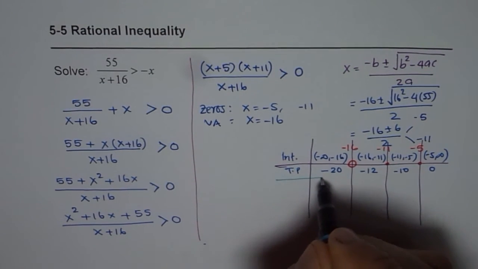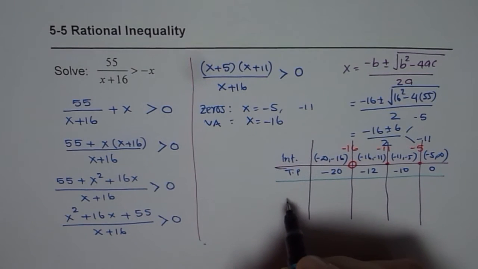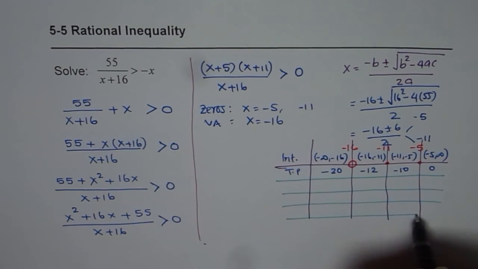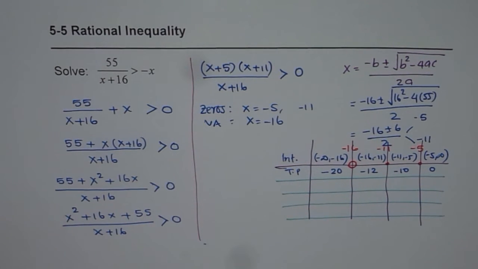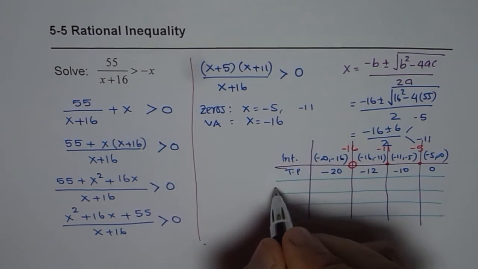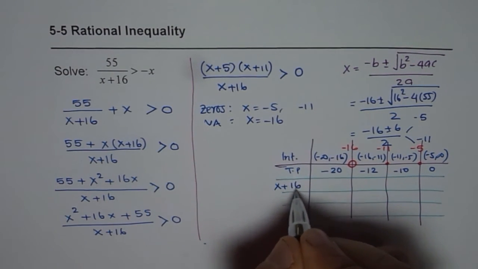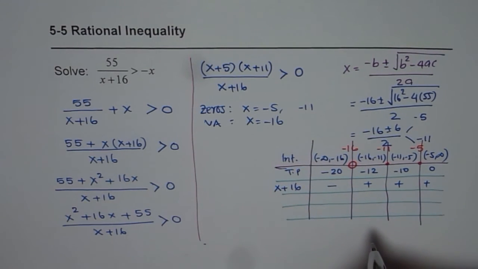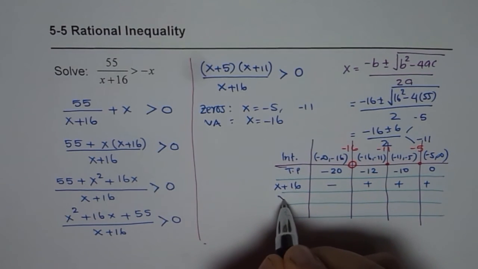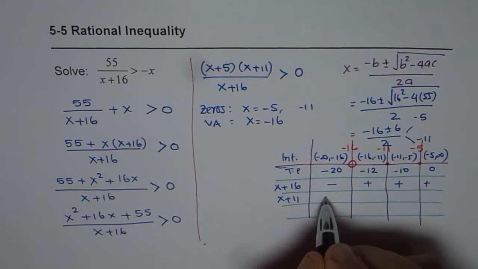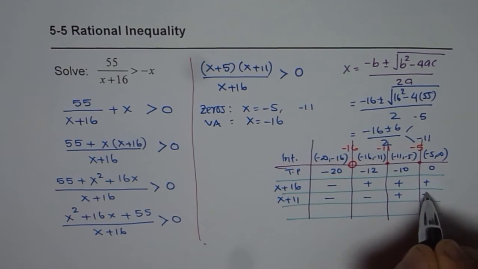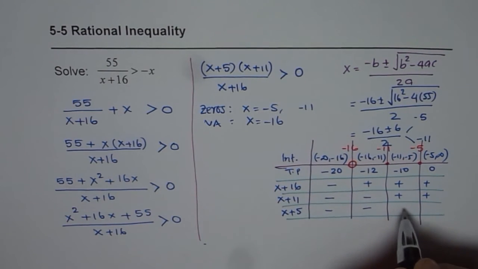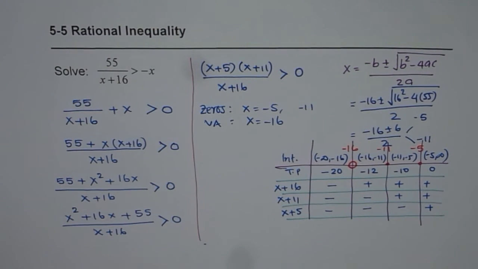Now at these test points, we are going to analyze each factor. So we have three factors to analyze. So 1, 2, and 3. So the first one is, let me write x plus 16. If I write minus 20, it'll be negative. Minus 12 will give me positive. These values will also give me positive value. Then x plus 11. Minus 20 will be negative. This will be negative. These two will return positive value. And for x plus 5, we expect negative, negative, negative, and 0 will give us positive.